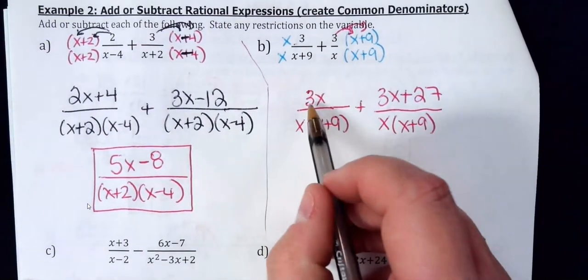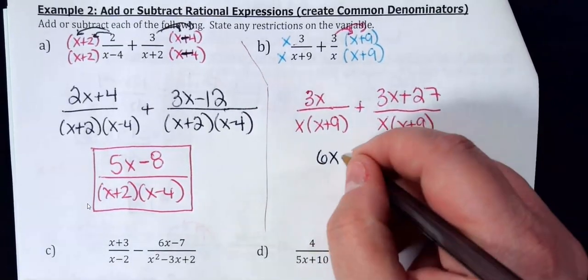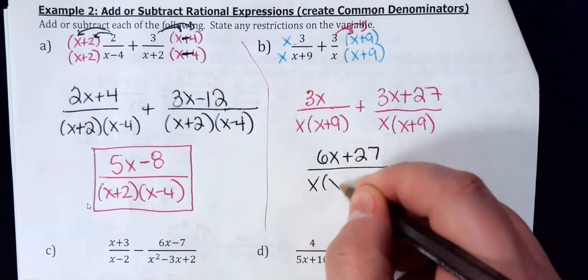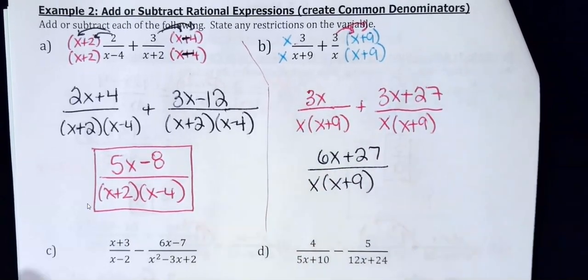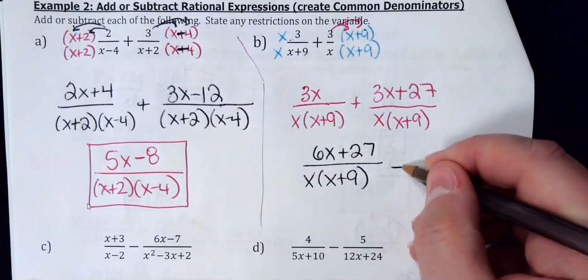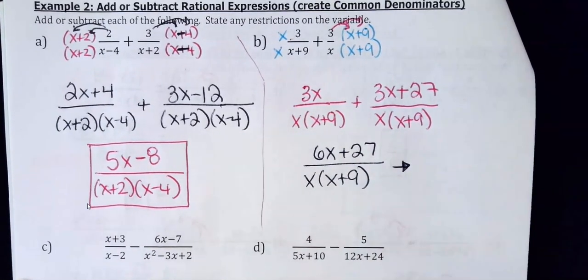So 3x and 3x, don't multiply them, that'll give you 6x. And then I just have 27. On the bottom, I have x times x plus 9. Now, I just want to check if the numerator can be factored in any way. I would recommend you try to do that, and it might cancel something, it might not. It's going to depend on the question, but make sure you at least check.